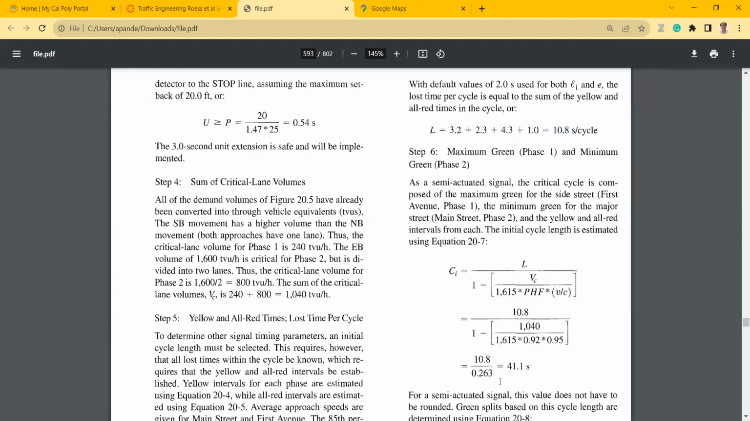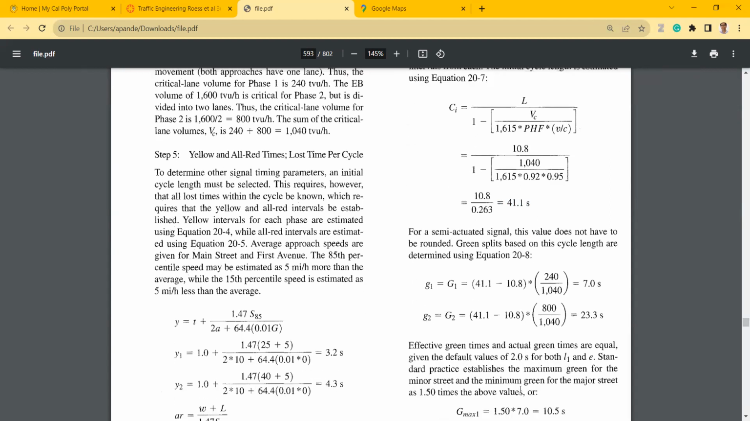Then 41.1 seconds. Now, there is another thing about cycle length in actuated design. We don't round it up to the next 5. We always just leave it whatever it is. Okay. So 41.1 seconds. How much time are you going to give to each approach?